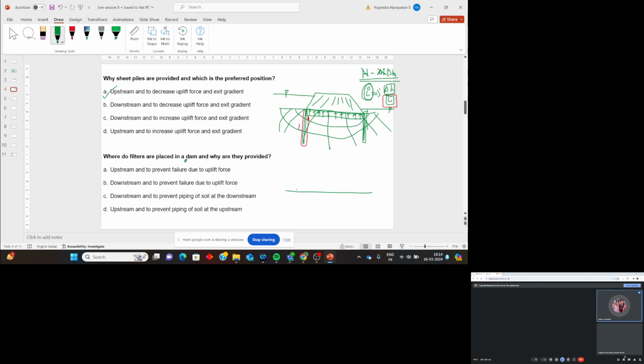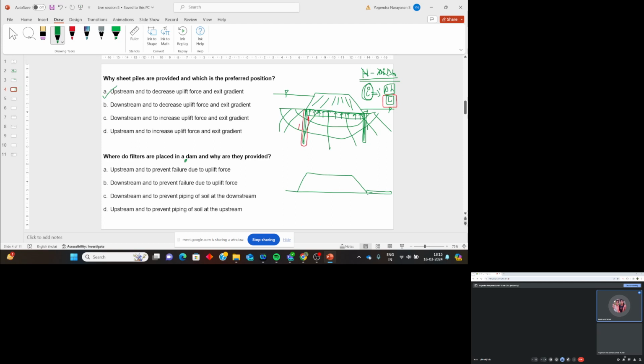So you have a dam here. Where will you provide the filter? Filters are downstream, right? So what do these filters do? They reduce the uplift force. They will reduce piping, yes, they will reduce the exit gradient, which is responsible for piping.